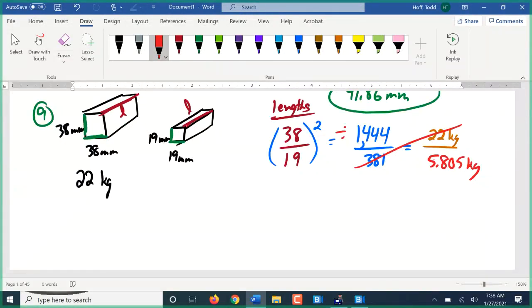Now I could go on with those calculations, but you guys get the picture. What you have to look at, even though mass is related to volume, you have to look at what's actually being changed in the problem. How many dimensions are being changed? Only 2 dimensions are being changed, it's still only a ratio of areas. 3 dimensions are being changed, it's a ratio of volume.